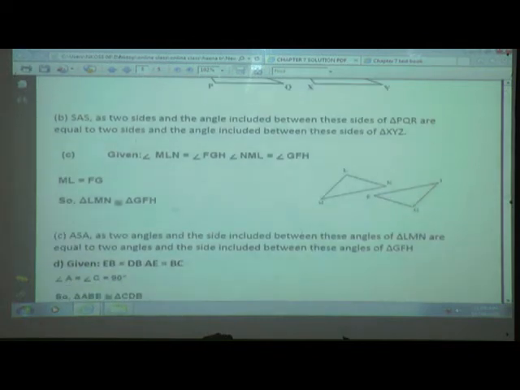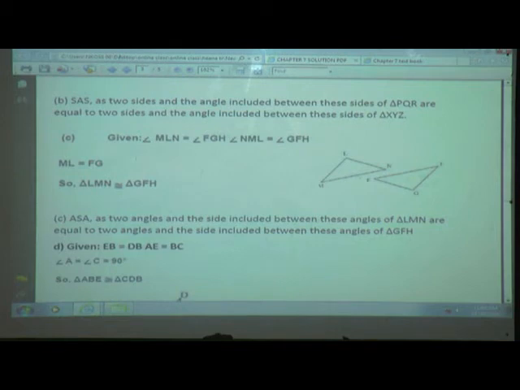We will see one more example. Here two triangles are given to us. Here angle MLN is equal to angle FGH, angle NML is equal to angle GFH. Here the angles are given. Here ML is equal to FG. So is triangle LMN congruent to triangle GFH?